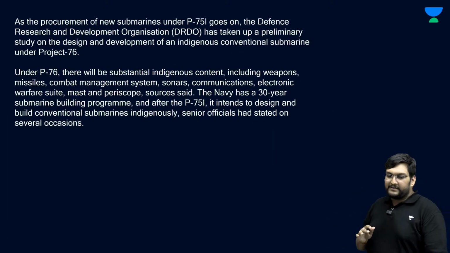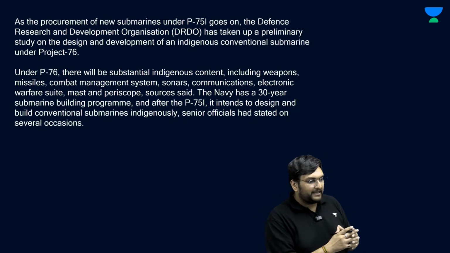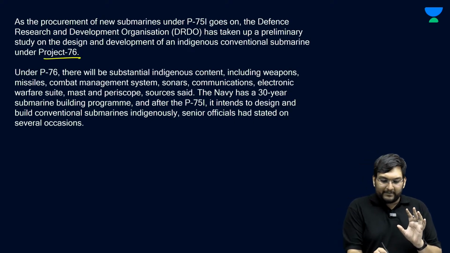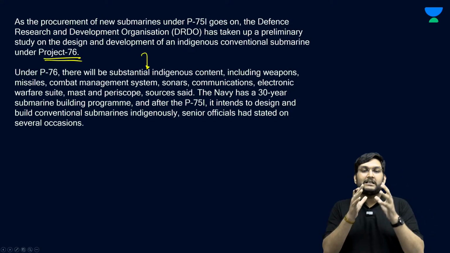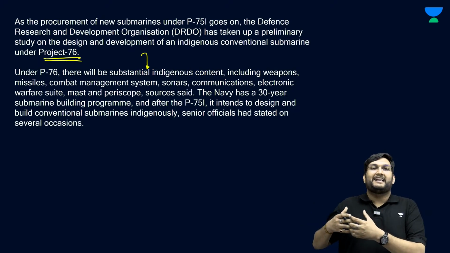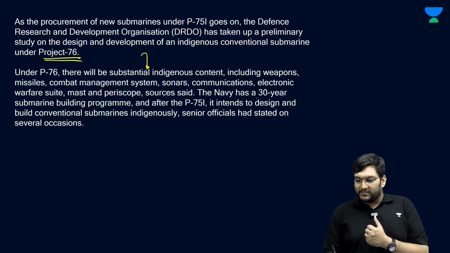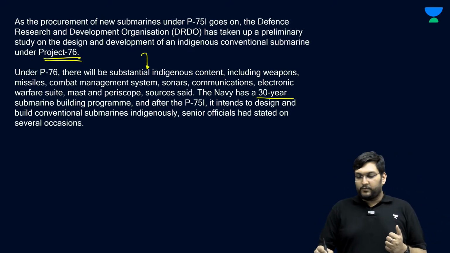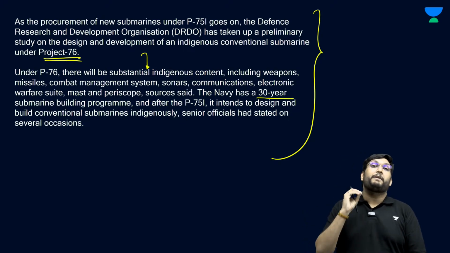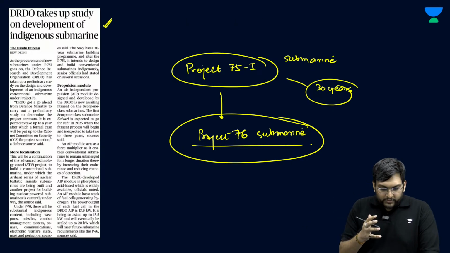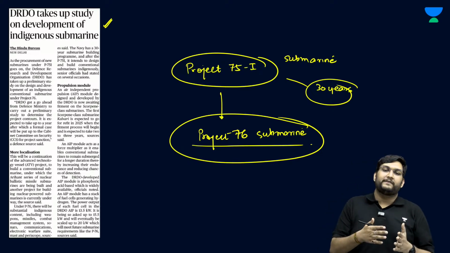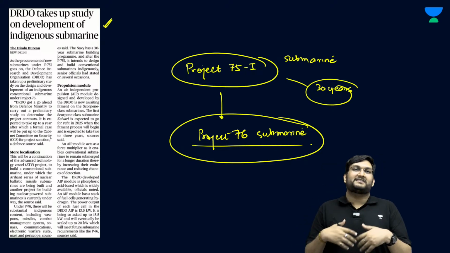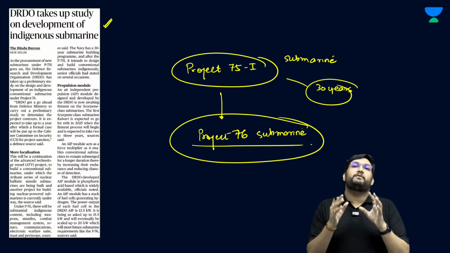So the idea is very simple. Under 75I, DRDO is already procuring a lot of new submarines, and under Project 76, they want to go for substantial indigenous content and the Indianization of the submarines. This 30-year period is going to end very soon, and with regard to that, the DRDO is proposing that they want to create a preliminary paper. They want to develop a concept paper on how we will proceed with Project 76. However, this localization, this Indianization, will need a certain understanding. For that, we will do research.